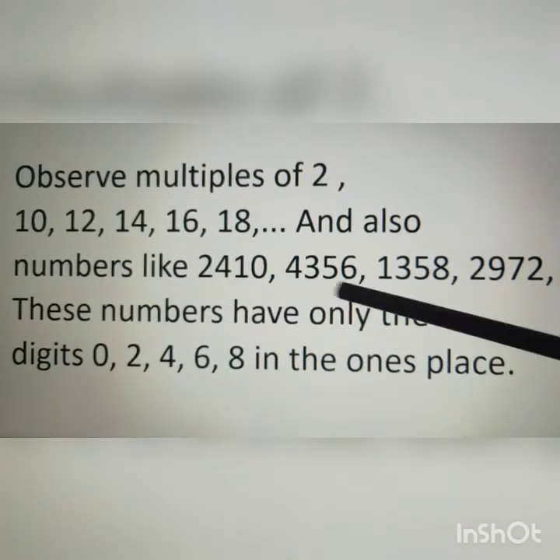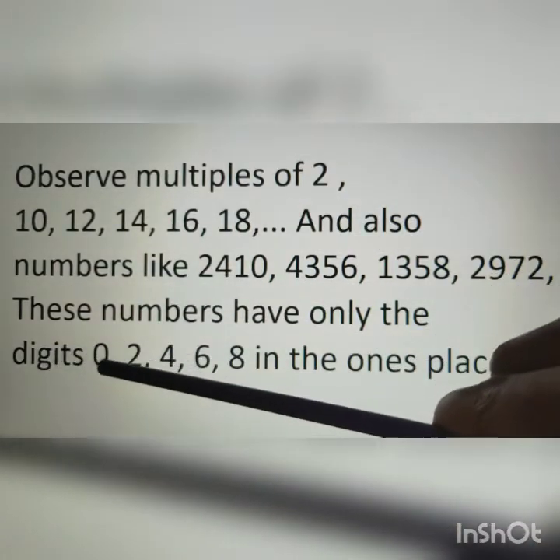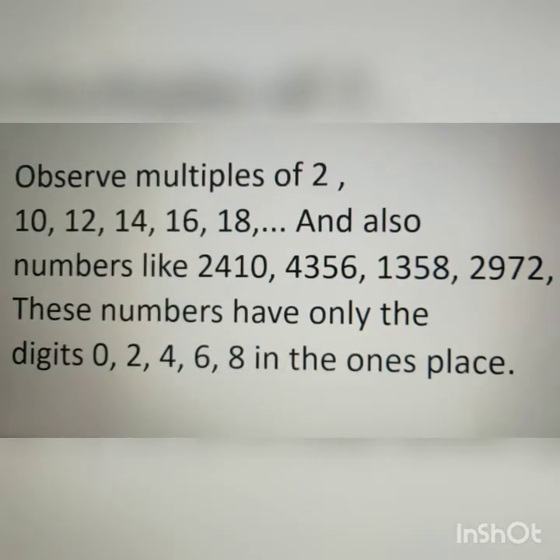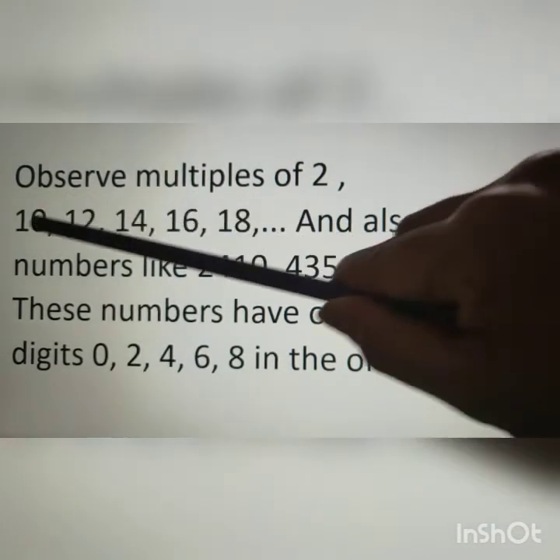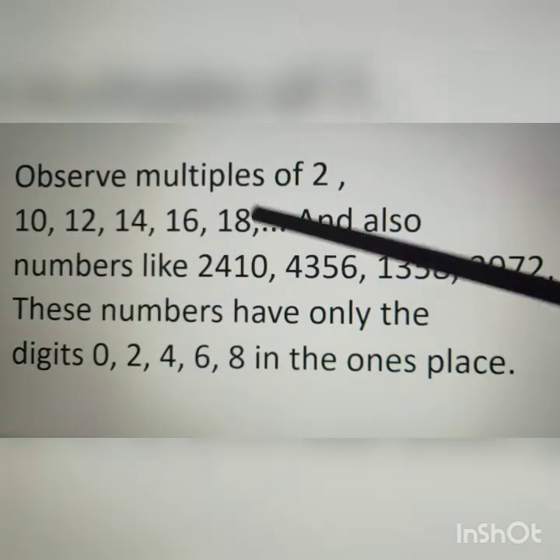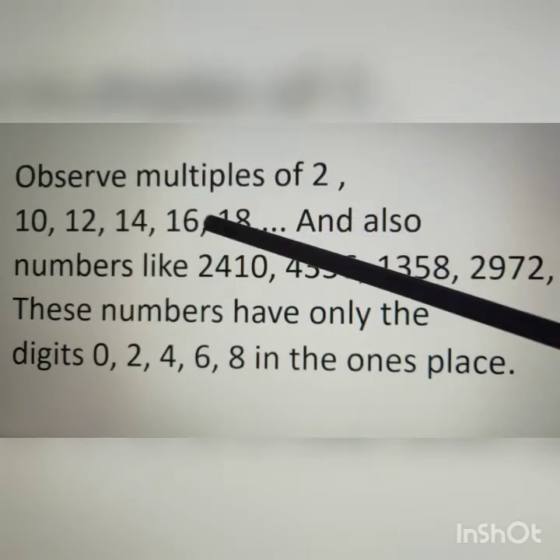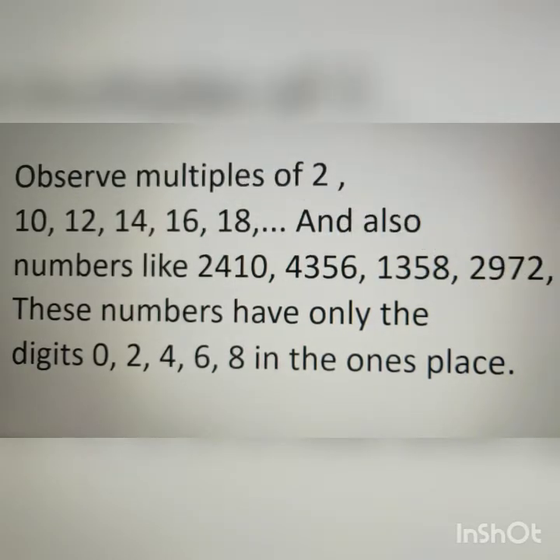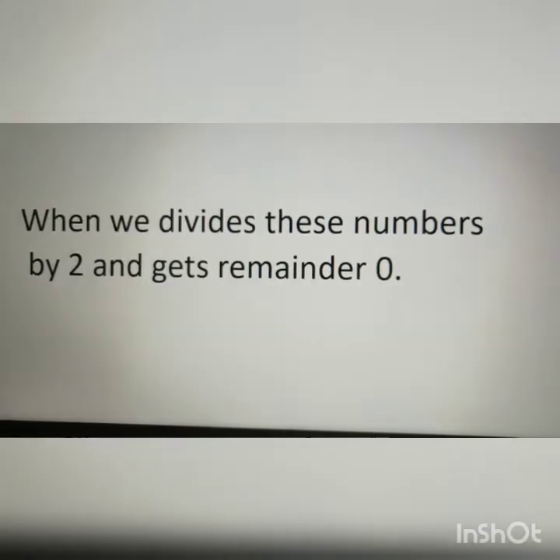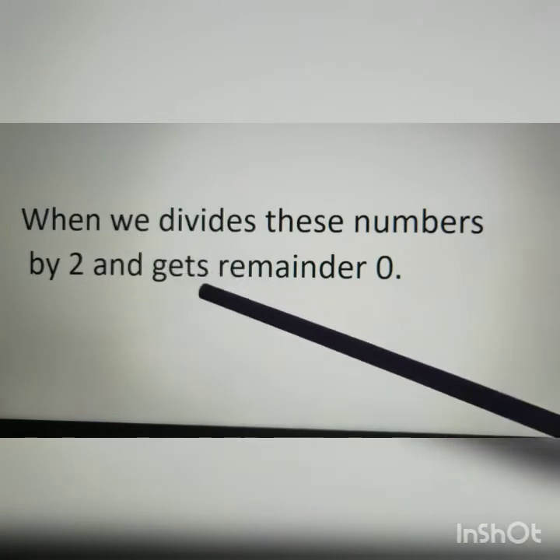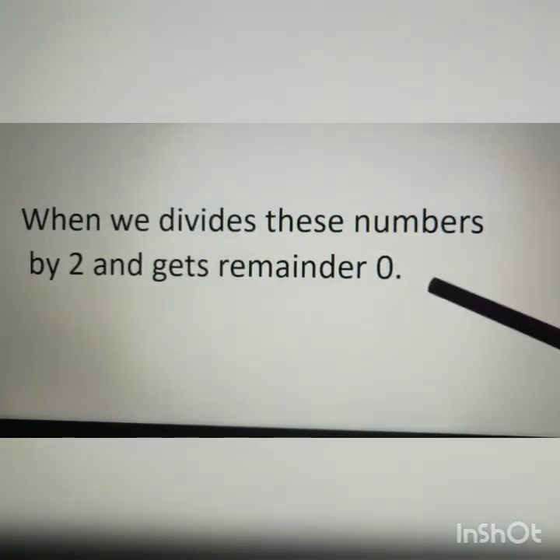These numbers have only the digits 0, 2, 4, 6, 8 in the ones place. In the ones place of these numbers 0, 2, 4, 6, 8. Here also 0, 6, 8, 2, etc. Then these are the multiples of 2. When we divide these numbers by 2, we will get remainder as 0 because they are the multiples of 2.